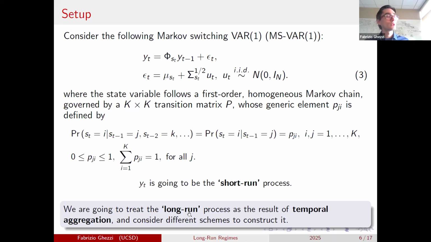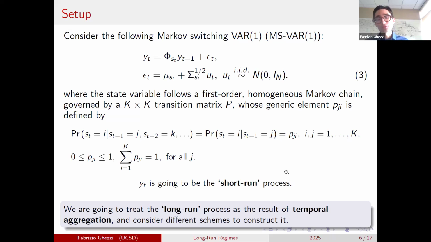And then what we are going to treat as long run will be any sort of aggregate that you form from this short run process. So if your true frequency is monthly and you want to go, for example, 2 months, that will be a long run of 2 months. If you want to go yearly, that will be 12 months, basically aggregation, right? And this forms the basis of how I'm going to treat this problem: I'm going to study the long run properties of this Markov switching VAR class of models by temporal aggregation.